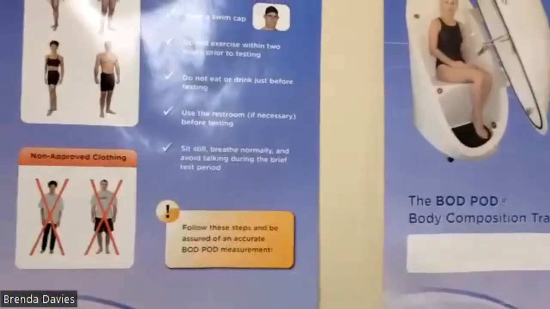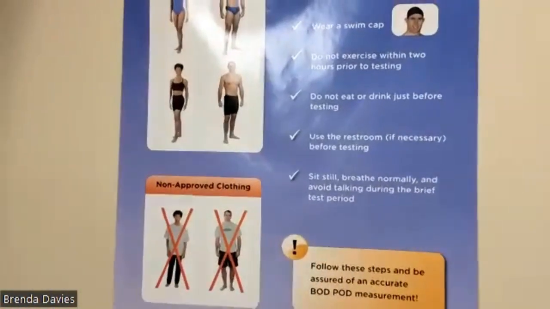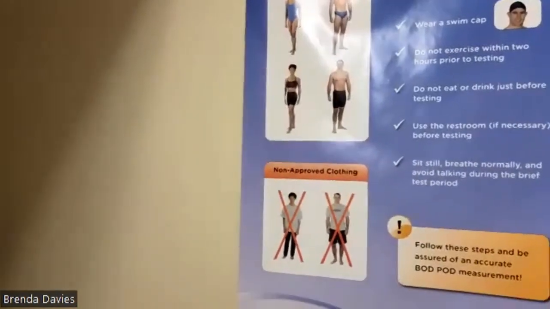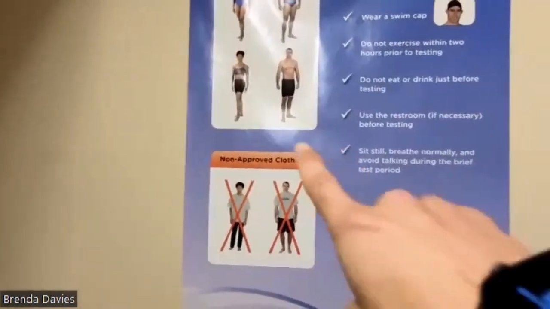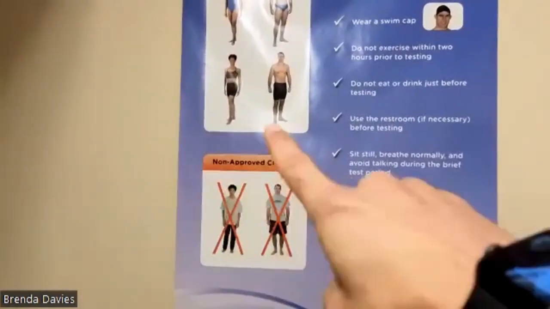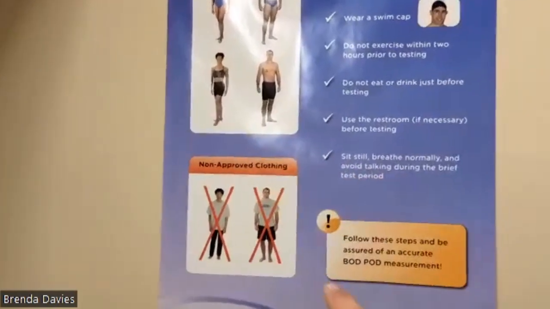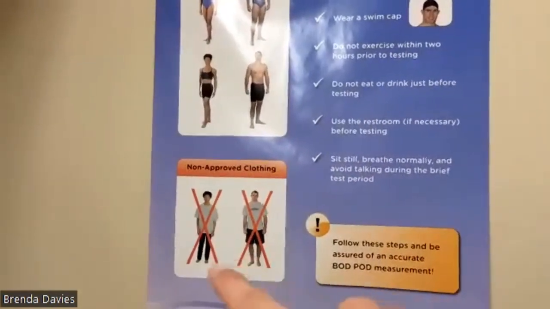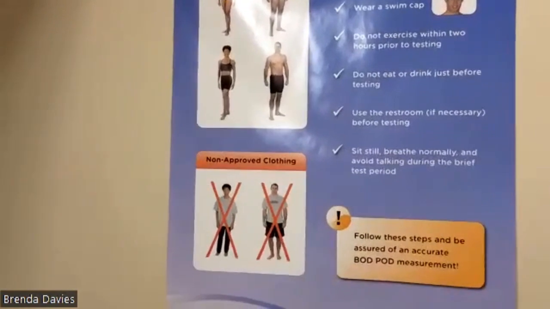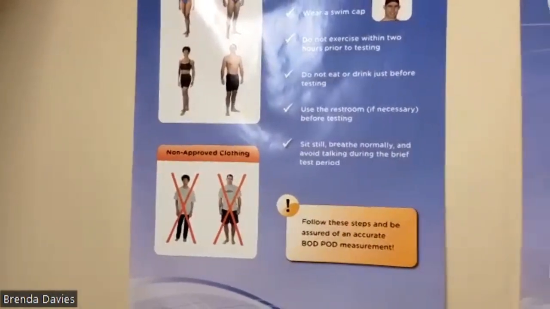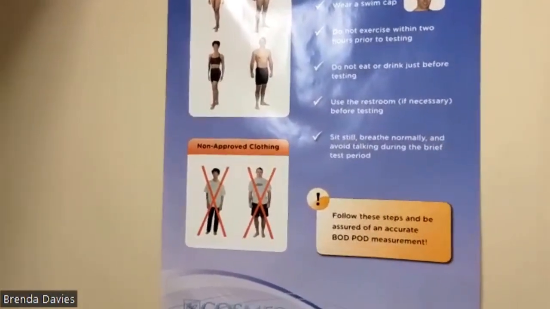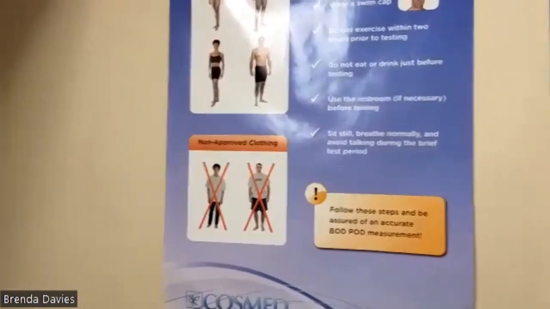Yep, there we go. Okay, so this is what the appropriate clothing would look like, where you'd have the person in spandex, swimwear kind of a thing. Actual street clothing is not going to be appropriate because that's trapping layers of air close to the skin, again impacting the displacement of air that the individual would be having.